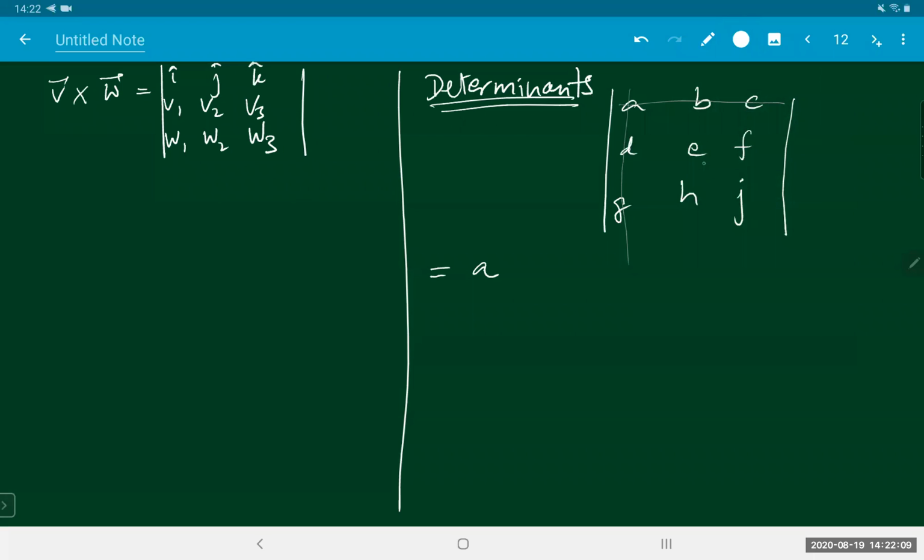And then you first multiply these 2 and then subtract from it these 2. So E, J minus F, H. Then you put a minus B. So now you're looking at this B element over here. Now you cover up the row and the column of B. And what is left is D, F, G, and J. So now you do these 2 minus these 2.